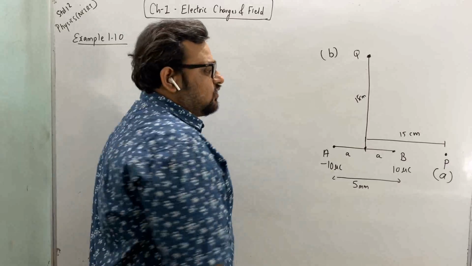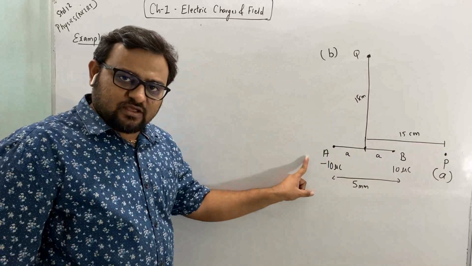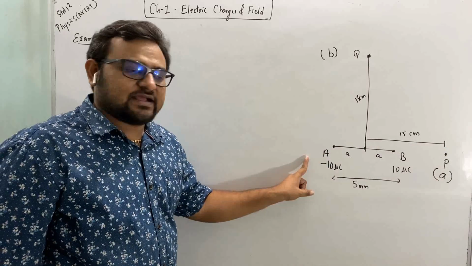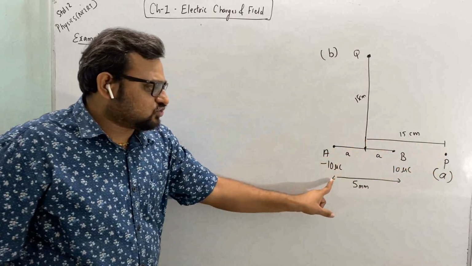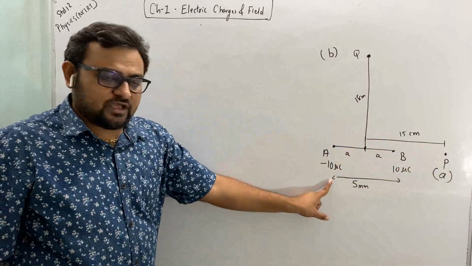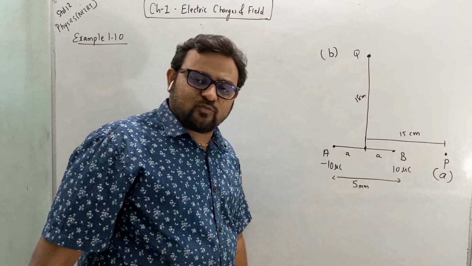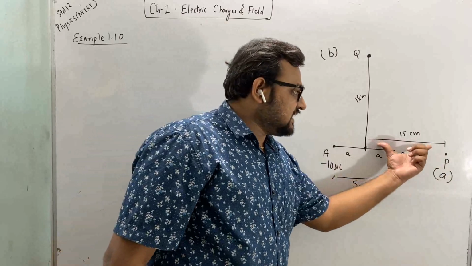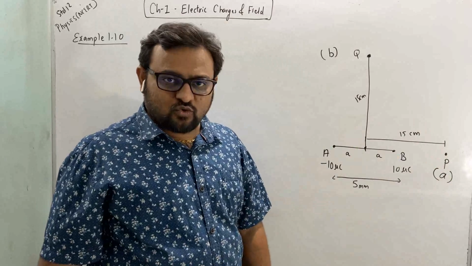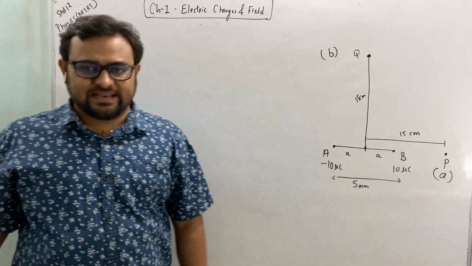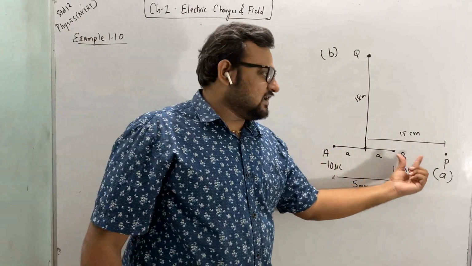First, find out the electric field at this point due to charge A, that is kq by r square. This is q, and what will be r? 15 centimeter plus 2.5 millimeter. Then find out the electric field due to charge B, again kq by r square, where here r will be 15 centimeter minus 2.5 millimeter. Clear? And just add it, meaning electric field due to A plus electric field due to B.